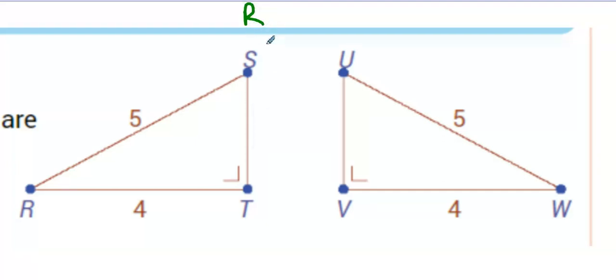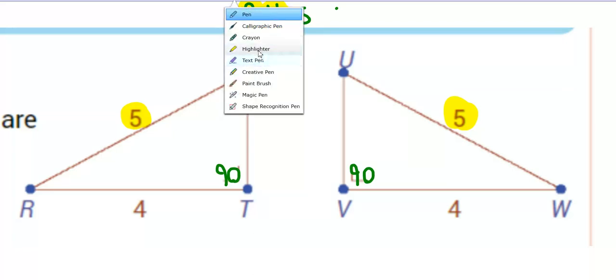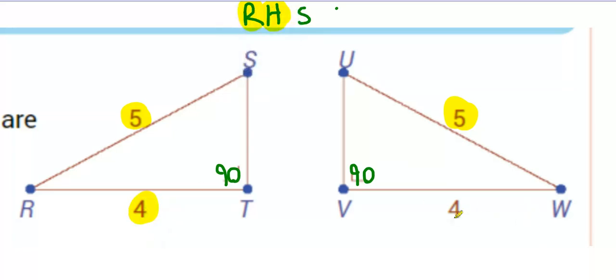Now let's start off. What does R mean? What does R stand for again? Right angles. Both of them are 90 degrees. What does H stand for? Hypotenuse. What is the hypotenuse? The longest line in both triangles, and they're the same. So that's R ticked off, that's H ticked off. What's the last thing I have to tick off? S. Are any of the other two sides equal to each other? Where are they? 4 and 4. This proves that these two triangles are congruent.